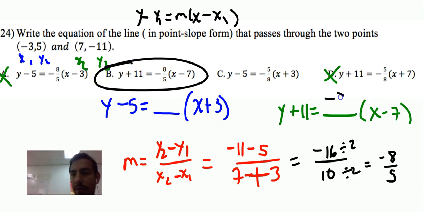Because that means both equations would have a slope of negative 8 over 5. And by the way, these equations are exactly the same. I know they look different, but because the y and the x values are different, both equations are passing through the same 2 points. And for the sake of time, I'll leave it at that.